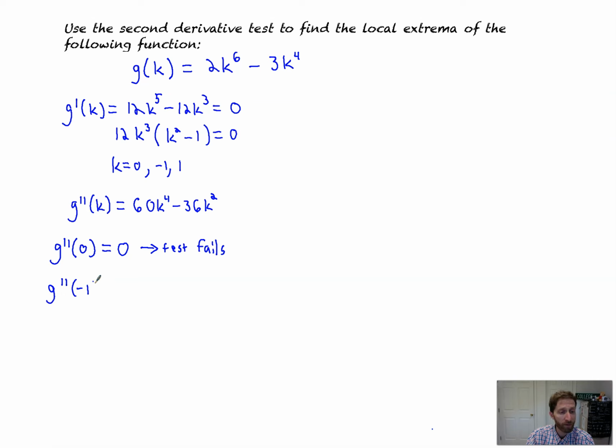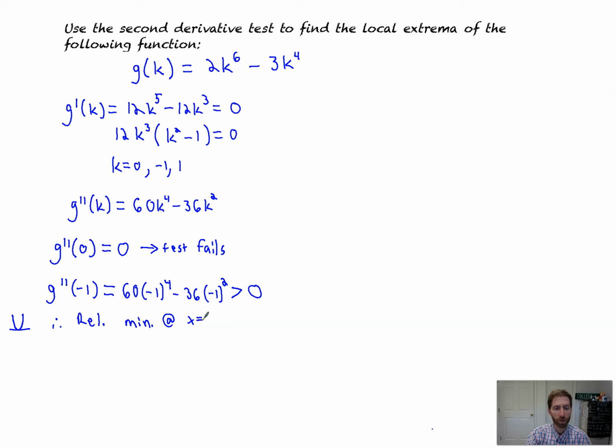G double prime of negative 1, we'll plug that in. That's equal to, actually, we don't even really care what the number is, but g double prime would be 60 times negative 1 to the fourth minus 36 times negative 1 squared. All I care about is that total expression is going to be greater than 0. Why does that matter? Well, that means that we're concave up where the horizontal tangent line was 0. So, therefore, we've got a relative minimum, right? Remember, horizontal tangent line, concave up at negative 1.